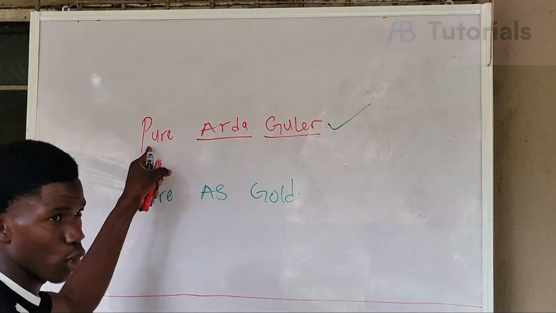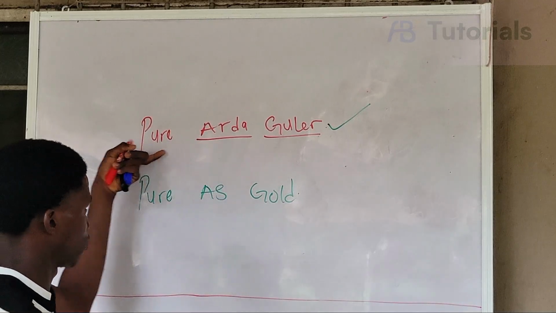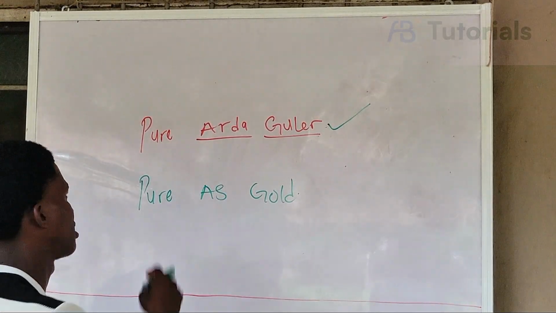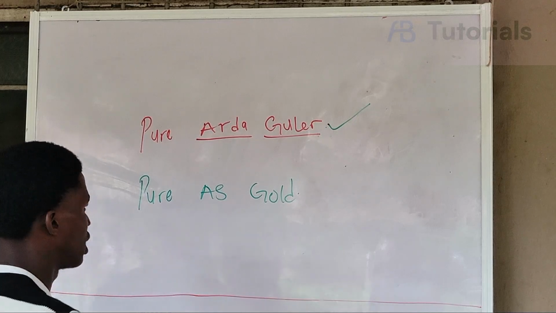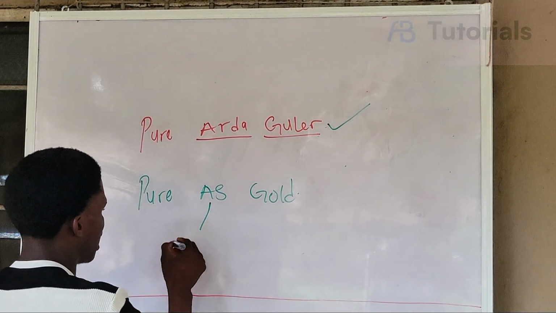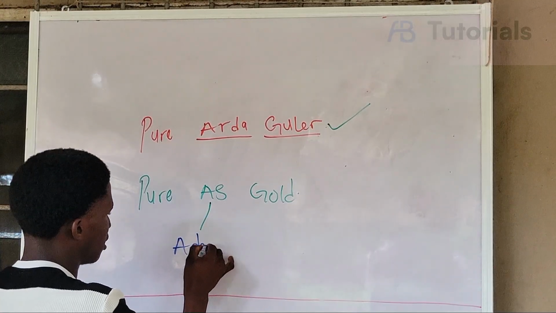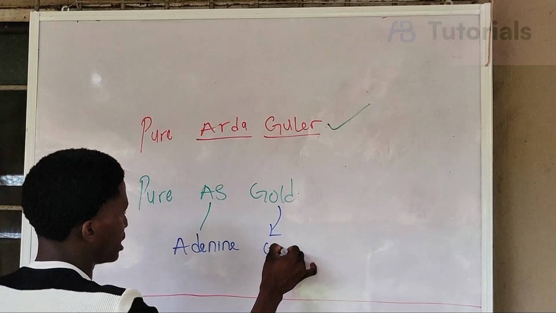Okay. Pure. What do I mean by pure Adagula? Pure Adagula is actually a white man. So is pure, that is white. So pure Adagula, that is it. Or you use pure as good. That is to tell you that what we have is adenine, and what we have is adenine and the guanine.